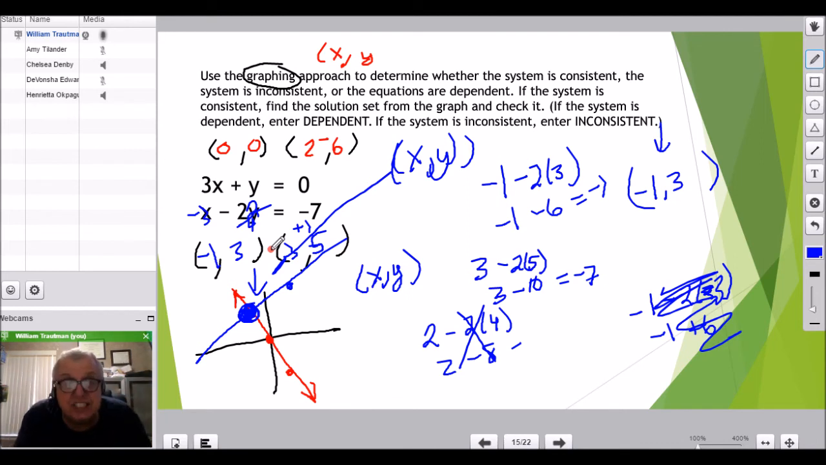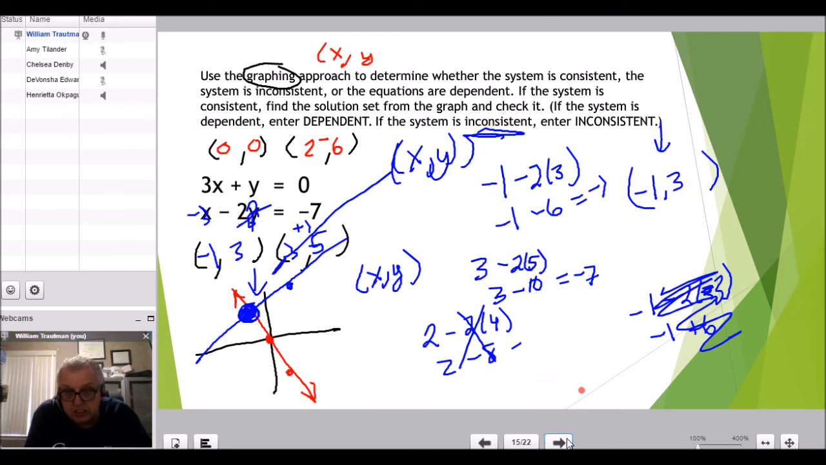They're consistent if the graph crosses and you have one solution. If it's inconsistent, the two lines do not cross each other. They're going to cross each other somewhere if they're consistent. If they're inconsistent, they don't cross. In other words, the two lines are parallel if they're inconsistent, if they never cross each other.